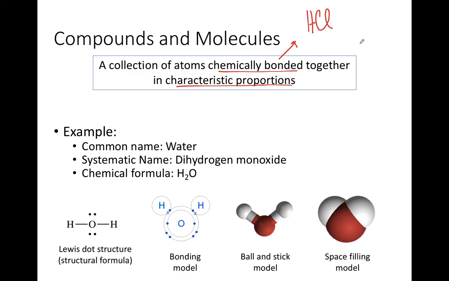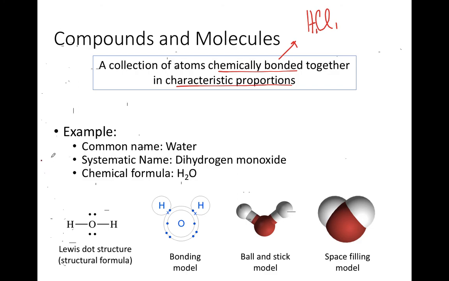How it's bonded together is in characteristic proportions. No matter where I go, what day I go, what time of day I go, or where in the world I go, if I talk about hydrochloric acid, it's always in this ratio of 1 hydrogen to 1 chlorine, so HCl. What I wrote up here is called a chemical formula, showing you, using the symbols, what is being chemically bonded together. Notice I added these little numbers down below. Those are subscripts implying how many of each element is present in that compound.